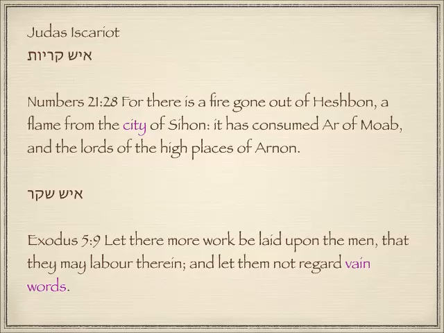We see most of the rest of them are fishermen. They don't live in cities. They live on the shores of the Galilee. Makes him different. But it also could be like Ish Sheker. So Ish is still man. Sheker is a Hebrew word that means lies. We see in Exodus 5:9, "Let there be more work laid upon the men," this is Pharaoh speaking, "that they may labor therein, and let them not think about sheker, vain words," words that are not true. So it's another good possibility.